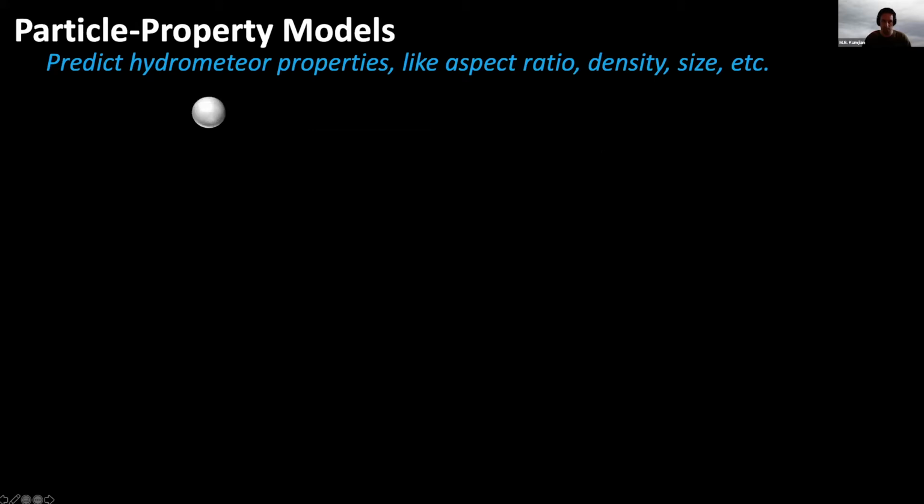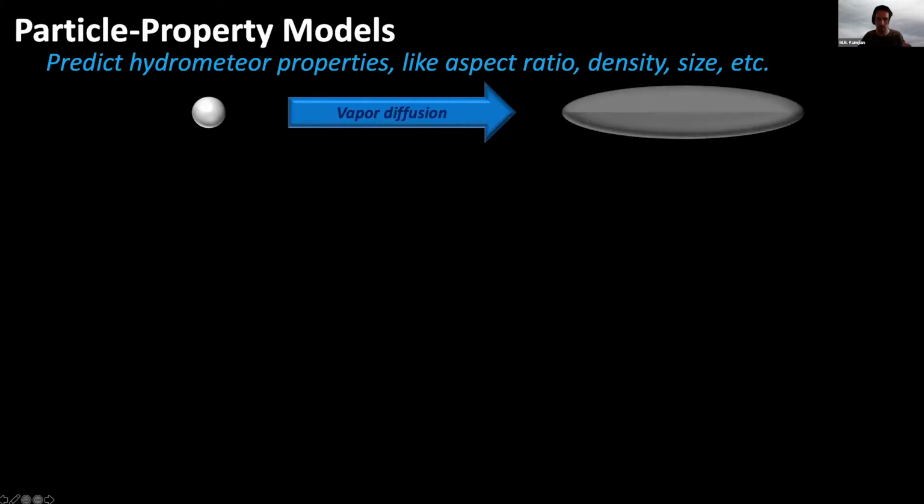As an example, if we started out with some small spherical ice particle, one of these models would tell how under the influence of some process such as vapor diffusional growth, that particle will elongate or change in its shape, maybe making an oblate spheroid. And I've made it a little bit less dense looking here with the grayish shading. So these models will track in bulk these types of properties as the clouds evolve.